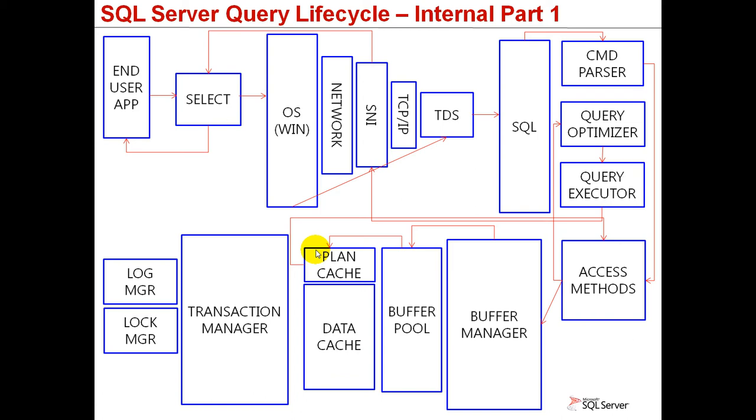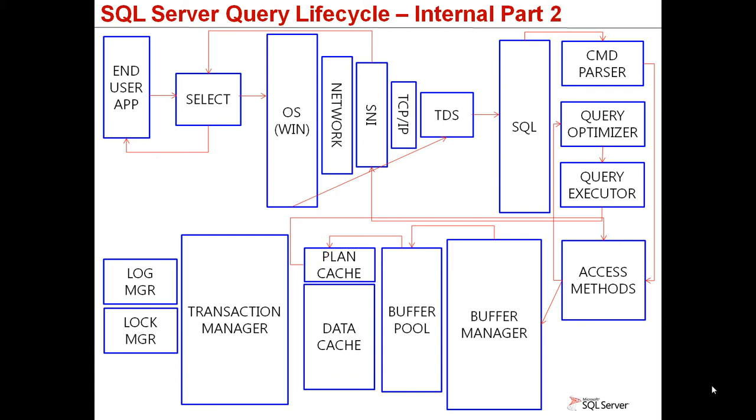After this, the query executor will go again to the access method so that the required data pages can be read from memory, because they are in the data cache. So they are retrieved from disk into memory, or if they are already in memory, they are just read. And then the information is sent back to the user the same way it came before.